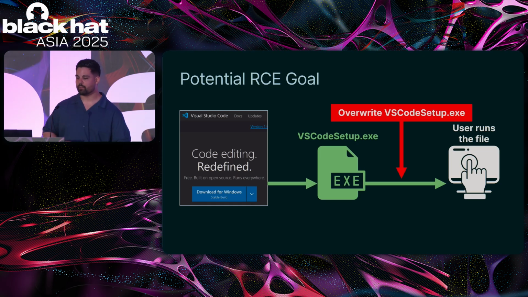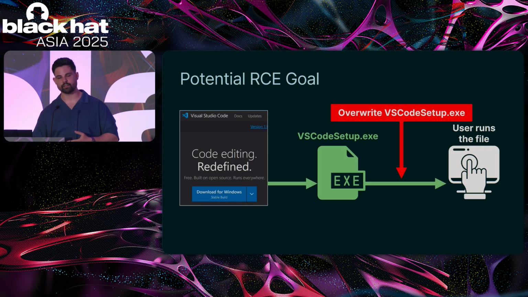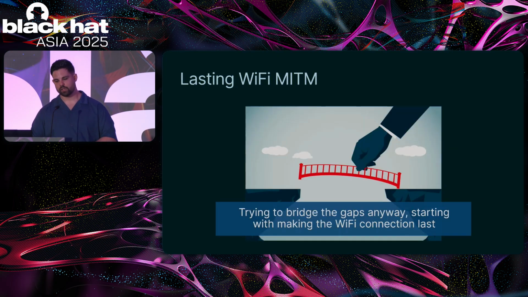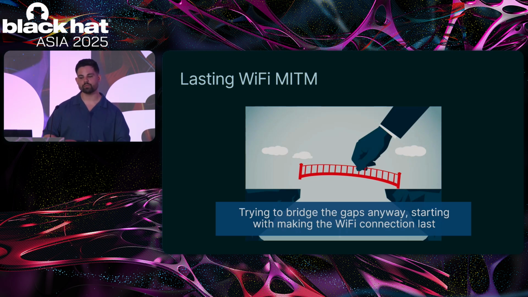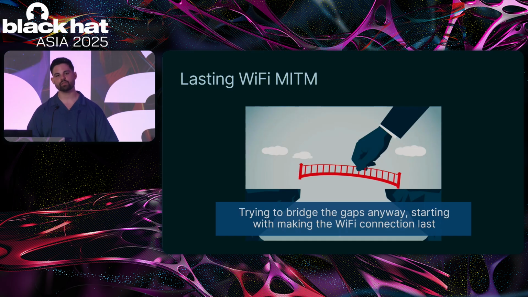Okay, so the simplest example would be a victim that downloads the VS Code installer. We then override it with one of our vulnerabilities, and then the user will run our executable instead. And for that, we'll have to know the name of the executable that was downloaded. So we still didn't have all of these abilities, but since we assumed that the man-in-the-middle attack will somehow help us identify names of downloaded executables, we started with trying to make the Wi-Fi connection last longer.